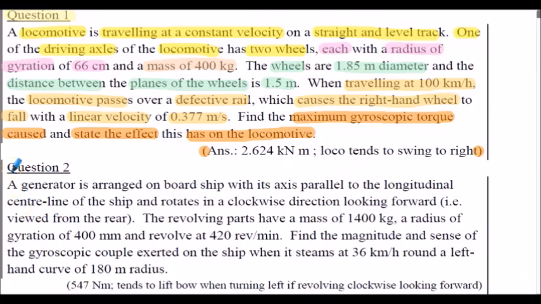And question 2, I'm going to let you review this at your own pace. It's very similar to the problems we've considered previously.